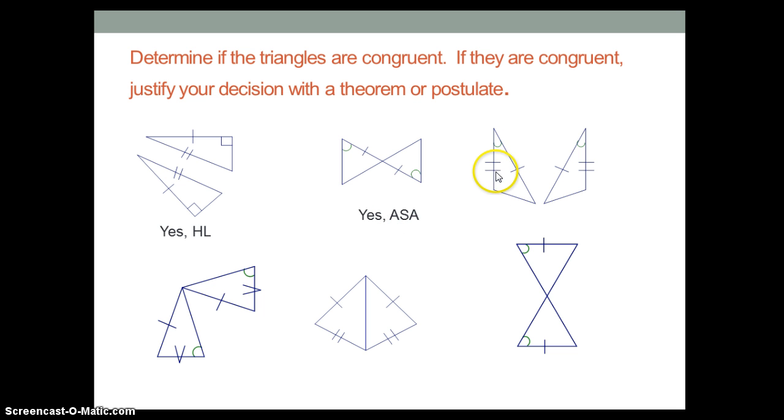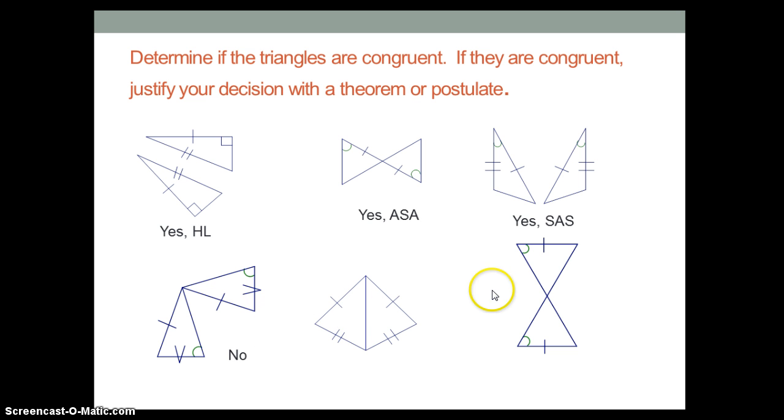Here we have a side, an angle, and a side congruent, SAS. So they're congruent. Here we have a side, and an angle. Well, we do have a SAS congruency theorem, but this is not the included angle. It's not in the middle. This is SSA. We don't have a theorem like that, so this one is not congruent.